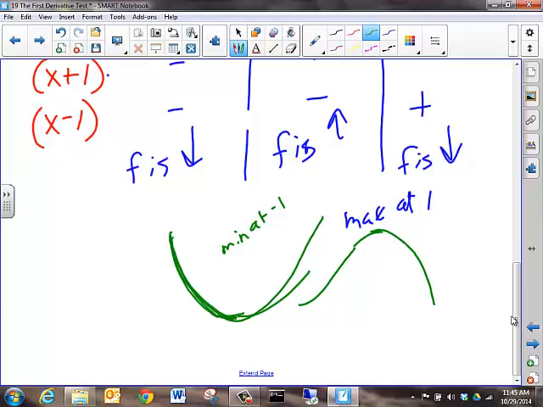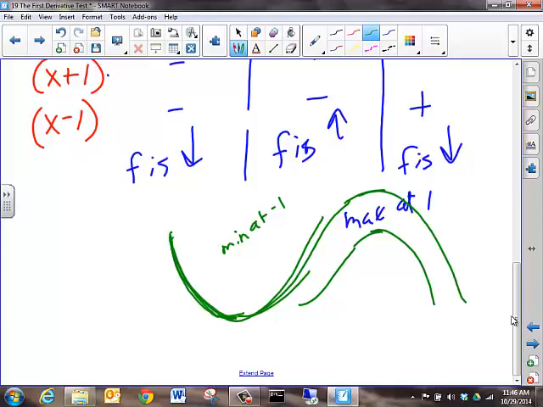If we're looking at it from here over, f is going up. Here, we said the derivative is 0, so it becomes flat. Then the derivative goes back down. So that means this point has to be a max.